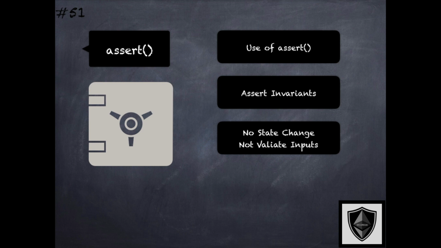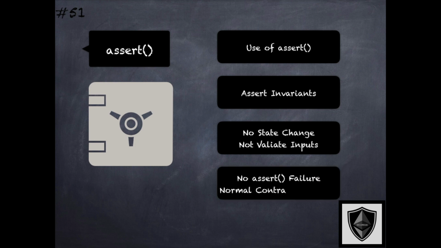And similarly, asserts should not be used to validate user inputs, because that should be done using require statements, which we'll see in the next slide. As a general rule, we do not expect to see any failures from asserts during normal contract functioning, and therefore these best practices become very relevant.